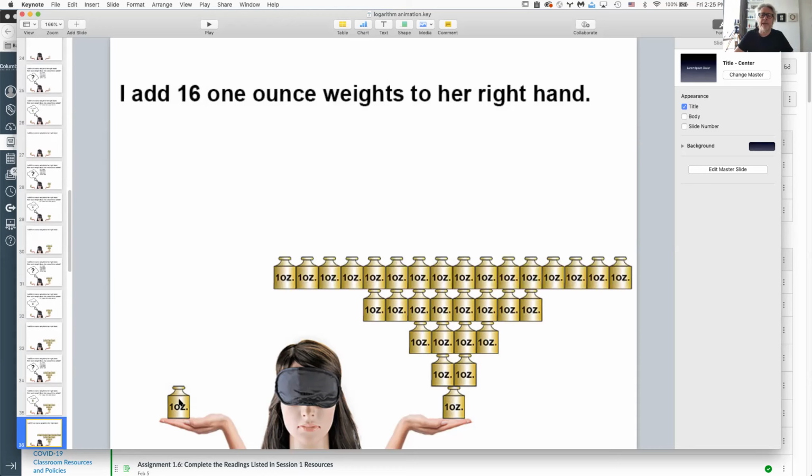You'll notice what is happening here is every single time I'm doubling what we just did before. I started with 1, I doubled it to 2, I doubled it to 4, I doubled it to 8, I've now doubled it to 16. What would be my next amount of weight? It would be 32 ounces. I would be putting 2 pounds on her, and she would feel like I have merely added 1 more ounce.